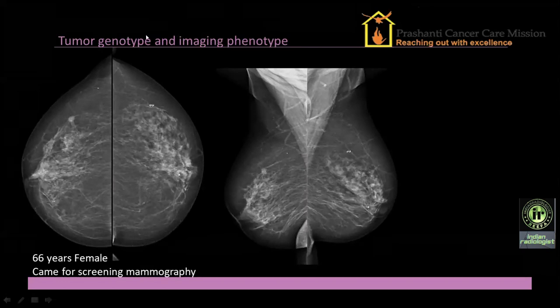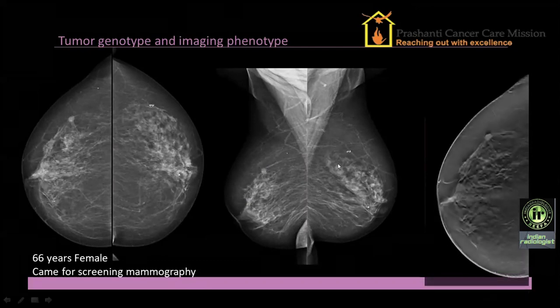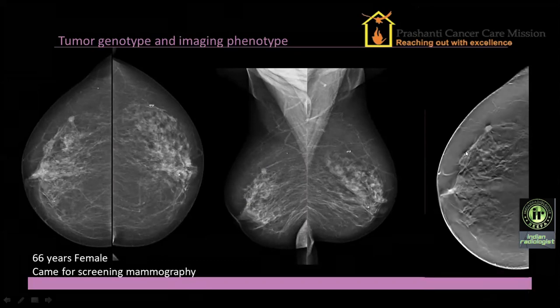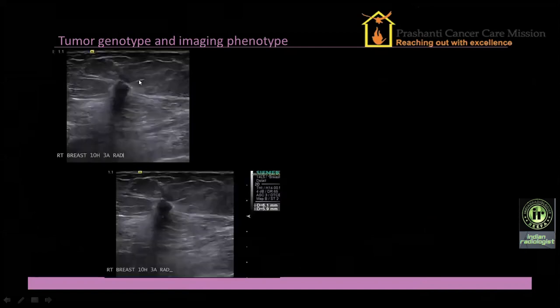Similarly, it is the tumor genotype that will determine its imaging phenotype. So here you have a 66-year-old lady who has come for a routine screening. We see this small irregular mass here. We can see spiculations that are also beautifully seen on these DBT images. And this is the ultrasound, where we see a taller-than-wide lesion, again with the spiculations well seen. There is distal acoustic shadowing.